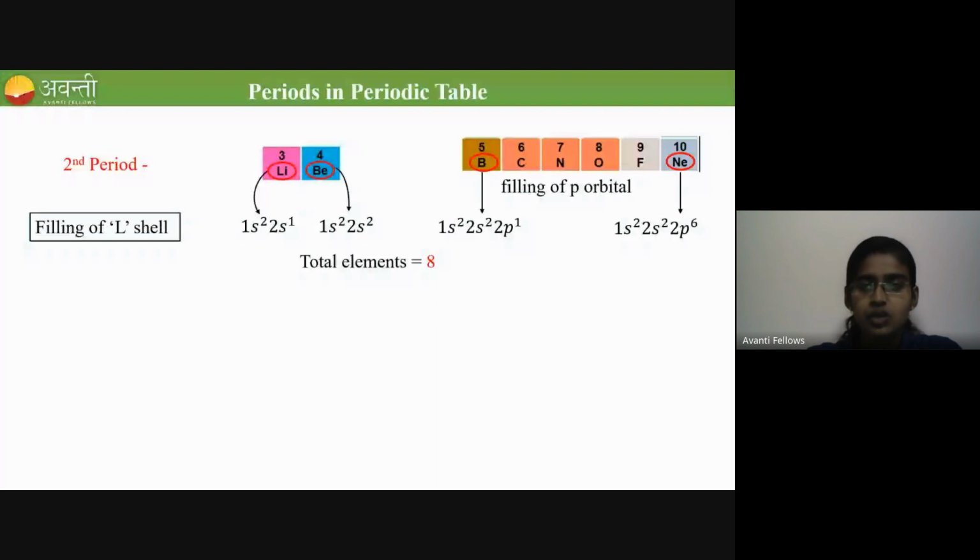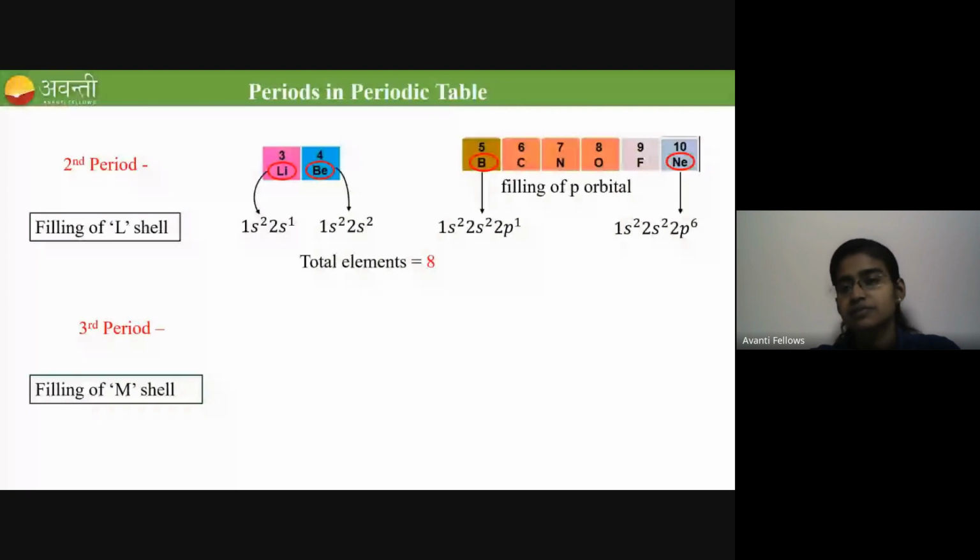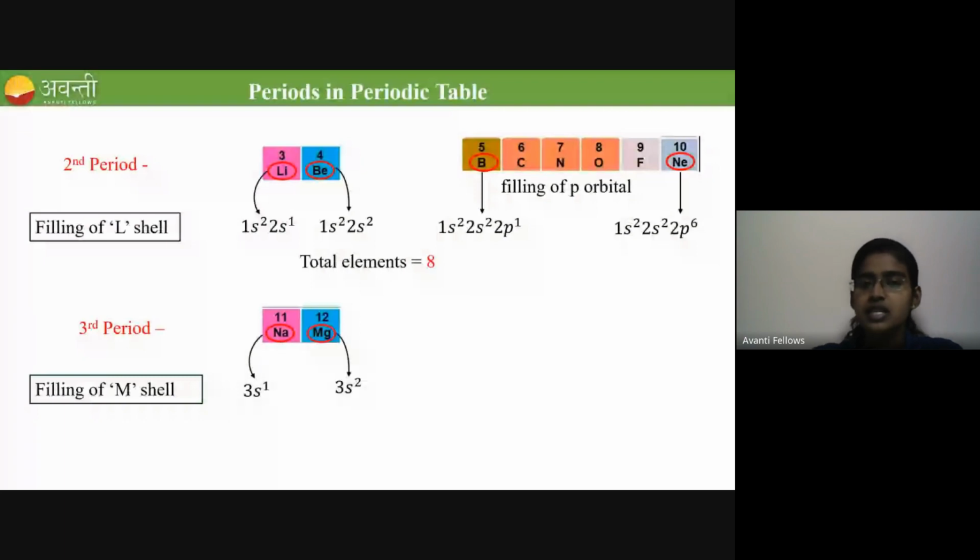Got it? Now coming to the third period, which is the filling of the M shell. Filling of the M shell leads to the third period elements. In the s block, it is sodium and magnesium, whose atomic numbers are 11 and 12. For sodium, the s orbital is going to get filled. Since it belongs to the third period, it is 3s1, and for magnesium, it is 3s2.